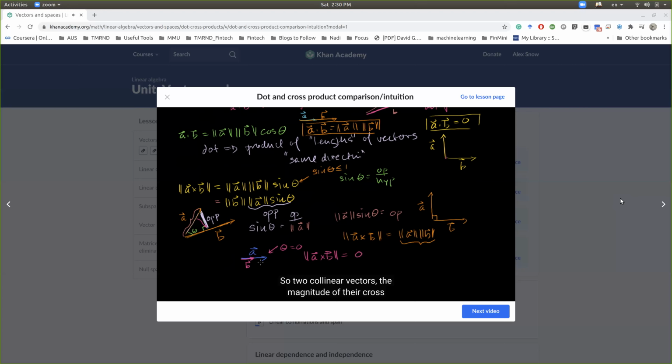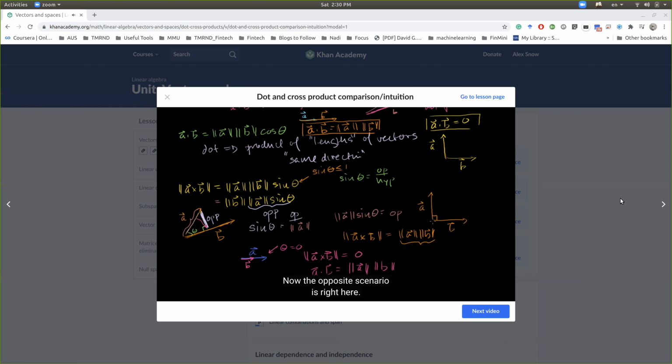So for two collinear vectors, the magnitude of their cross product is 0, but the magnitude of their dot product, A dot B, is going to be maximized. It's going to be as high as you can get. It's going to be the length of A times the length of B.